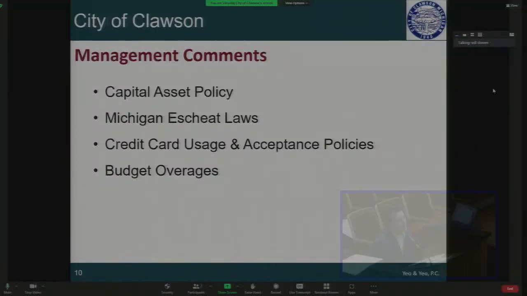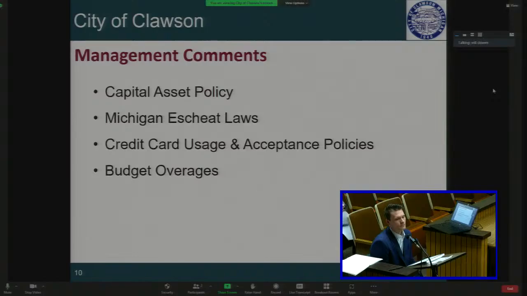Next, we have some items that we call management comments that we aren't required to disclose to council, and that don't have to go to council, but we bring them up to management as suggestions. These are often best practices or ways to strengthen internal control for areas that we haven't identified as a significant deficiency or a material weakness, or areas of non-compliance that we don't view as material to the financial statements. In this case, we have 4 suggestions.